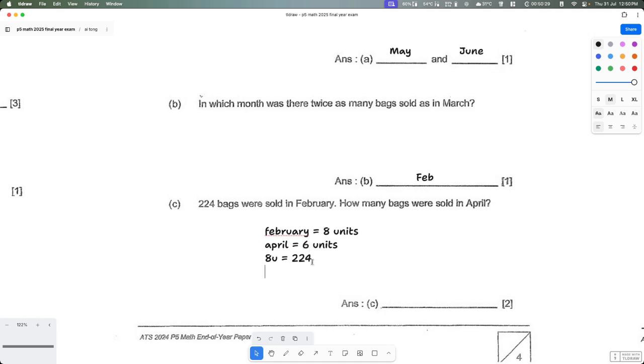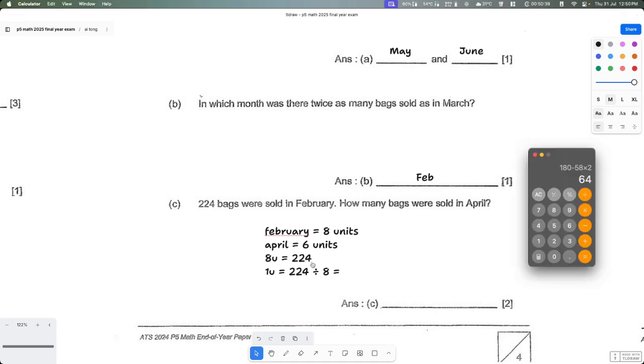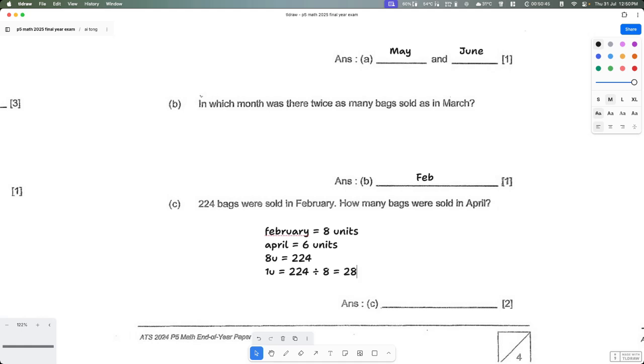So 8 units is equal to 224. 1 unit is equal to 224, and then you divide it by 8. Let's use our calculator. So 224 divided by 8, this will give you 28, right?